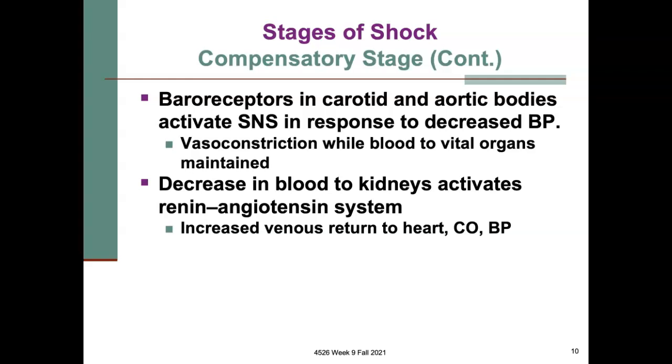You're going to have a decrease in blood to the kidney, which activates the renin-angiotensin system, and that's going to tell the kidneys to increase the venous return back to the heart to try and increase the cardiac output and the blood pressure. One of the classic signs of shock is the drop in blood pressure, which occurs because of a decrease in cardiac output and that narrowing of the pulse pressure.